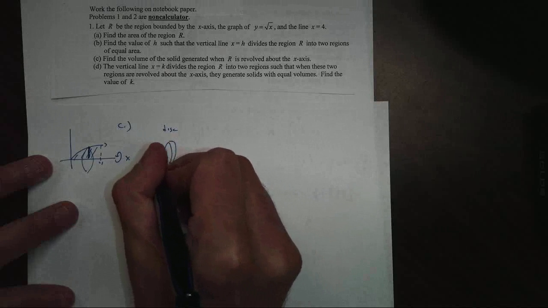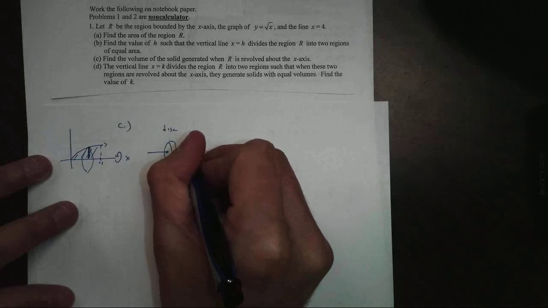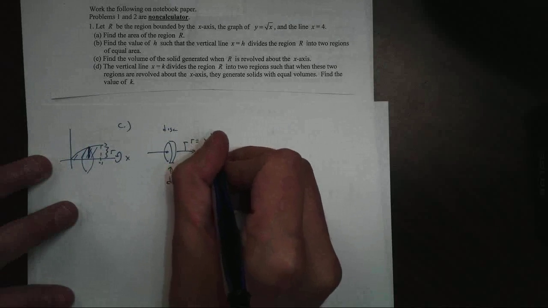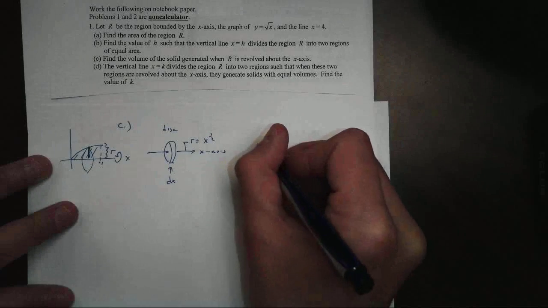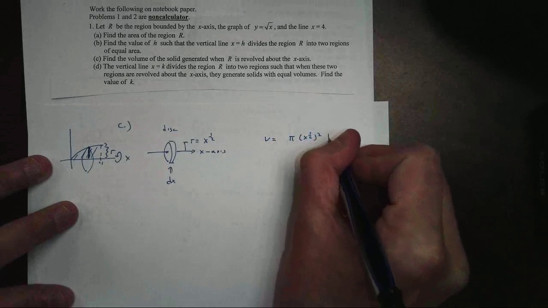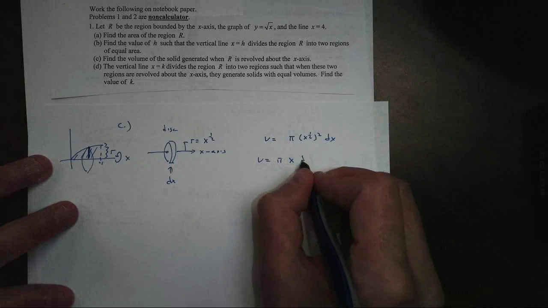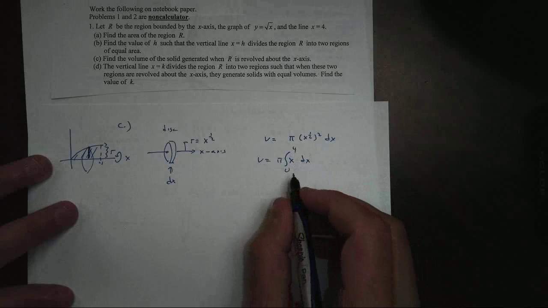It's dx thick. There's my x-axis. My radius, yep, there it is. There's my radius, is just x to the 1/2. Top minus bottom. So the volume is going to be pi times my radius squared dx. So my volume, pi x dx, and I'm going to integrate that from 0 to 4.